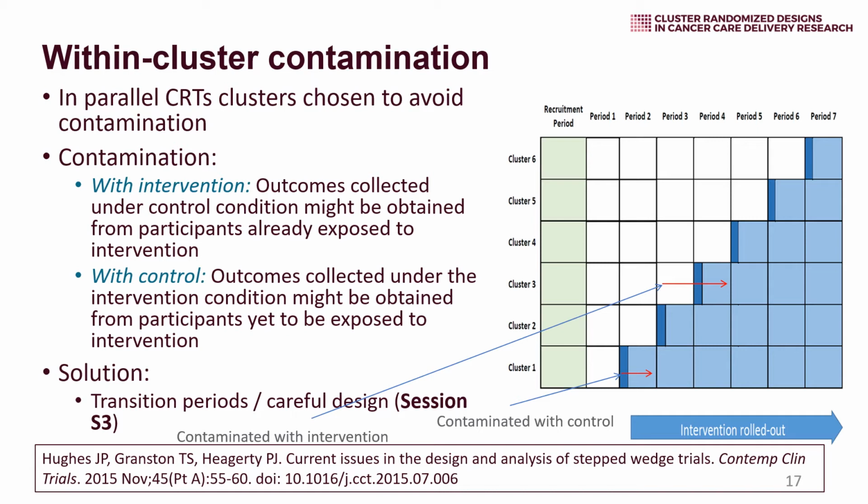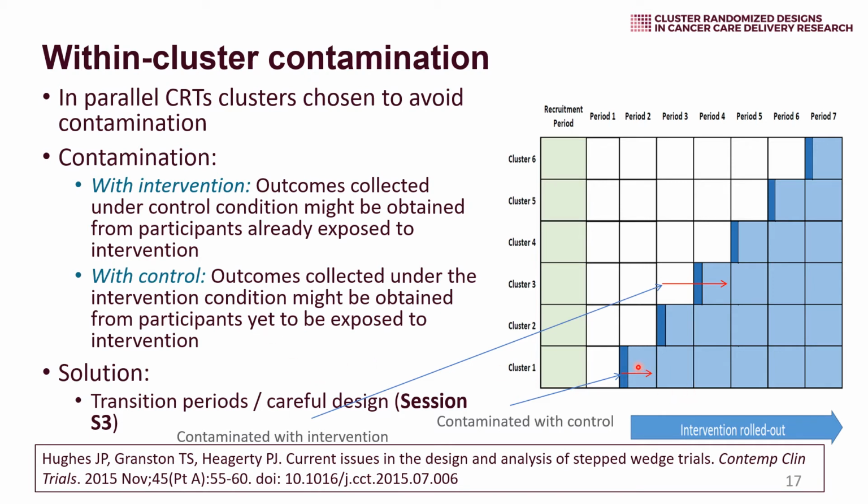So outcomes that are collected under the control condition might become exposed to the intervention condition. For example, if we take a participant in cluster 3 and we try to observe their outcomes, it might be the case that if we observe them too close to when that cluster transitions to the treatment condition, that participant may get exposed to the treatment condition, and so their outcome might become contaminated with the intervention condition. But it can also happen the other way around. We might refer to this as contamination with the control condition.